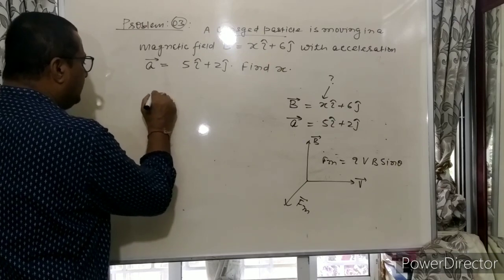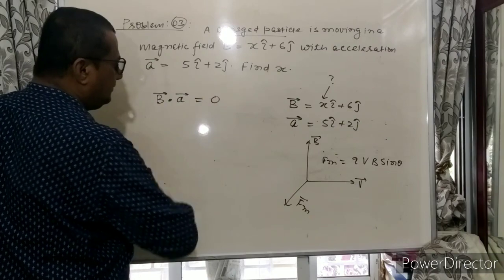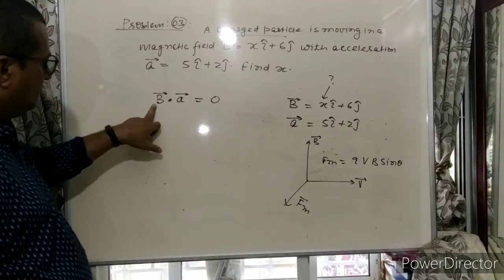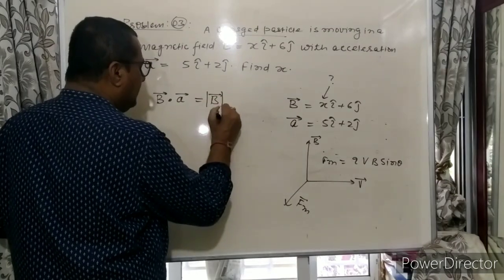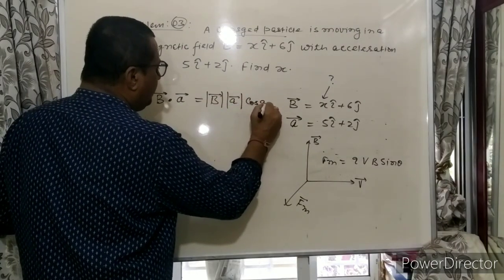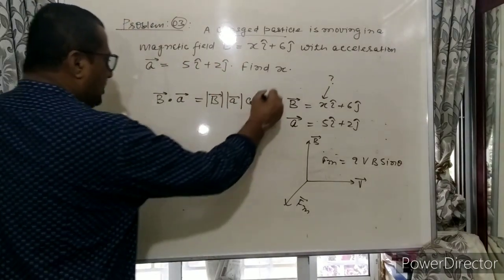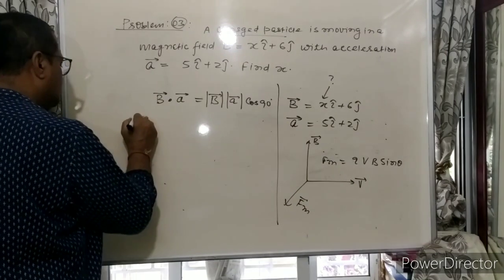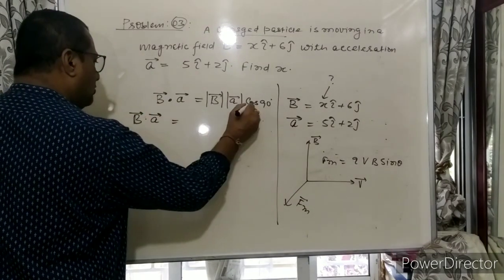B dot A is equal to 0, because B dot A equals magnitude of B, magnitude of A, and cos of the angle between both, which will be equal to 90 degrees. So cos 90 will be equal to 0. So B dot A is equal to 0.